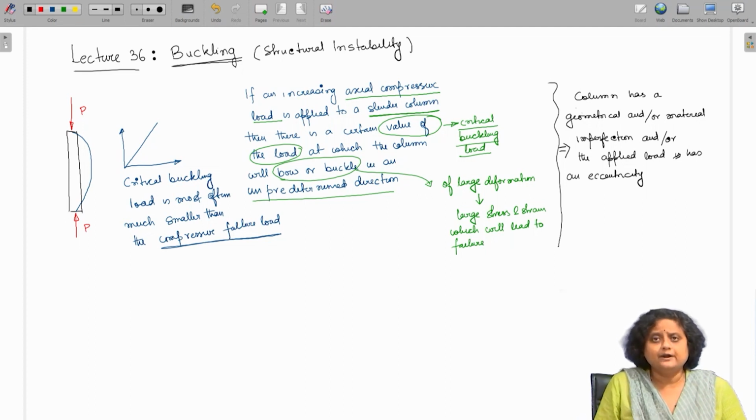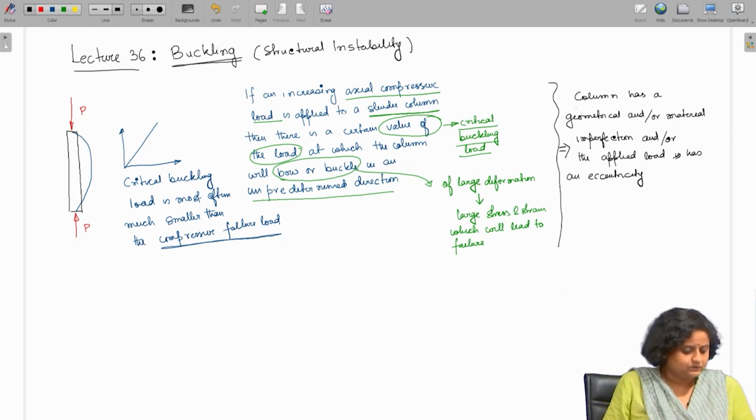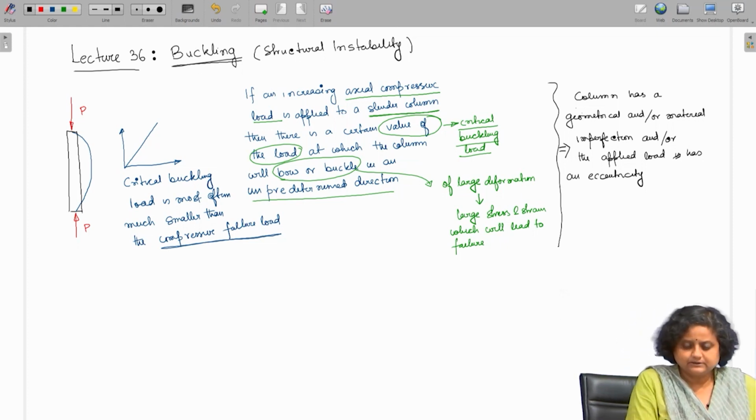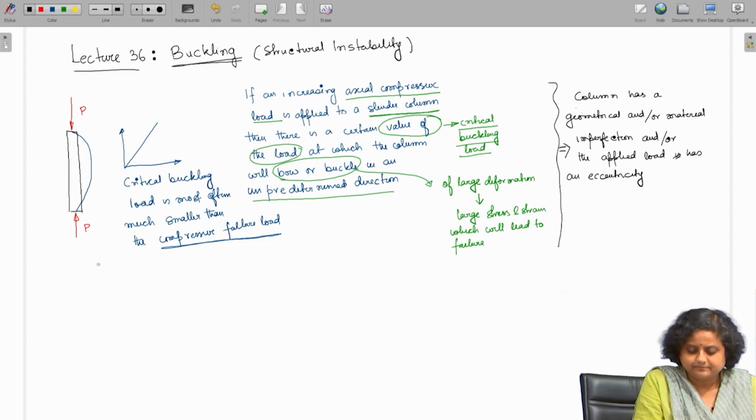Now, the theory of buckling was proposed by Euler in 1744. So, the theory is called the theory of column buckling.